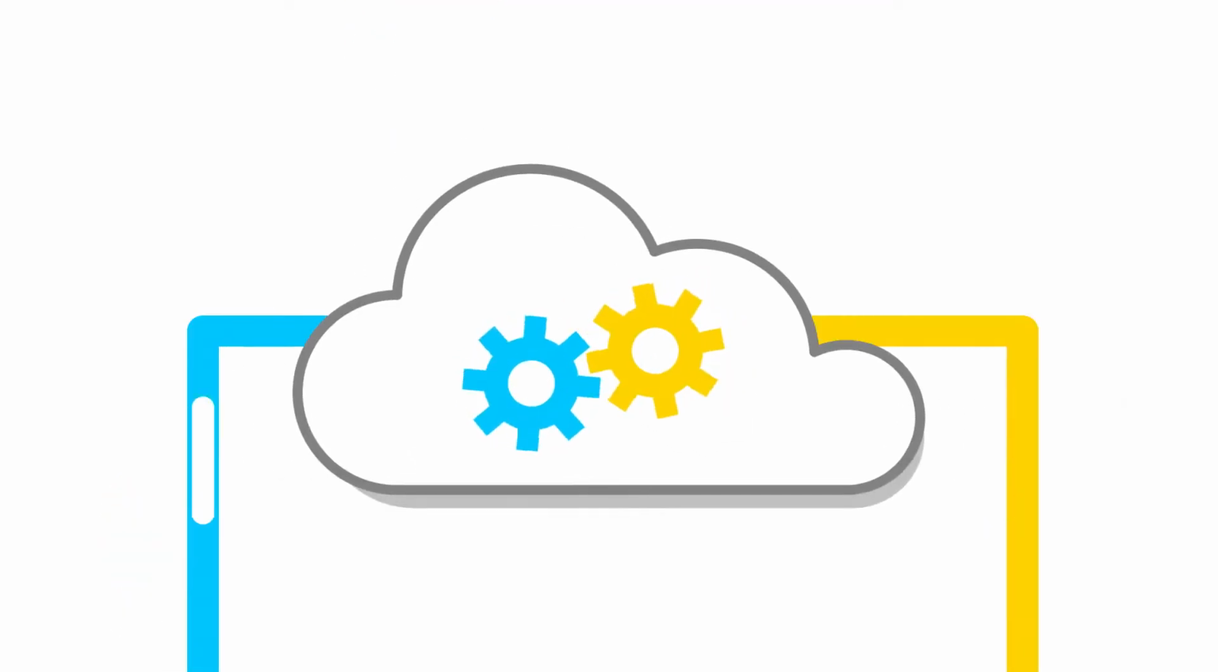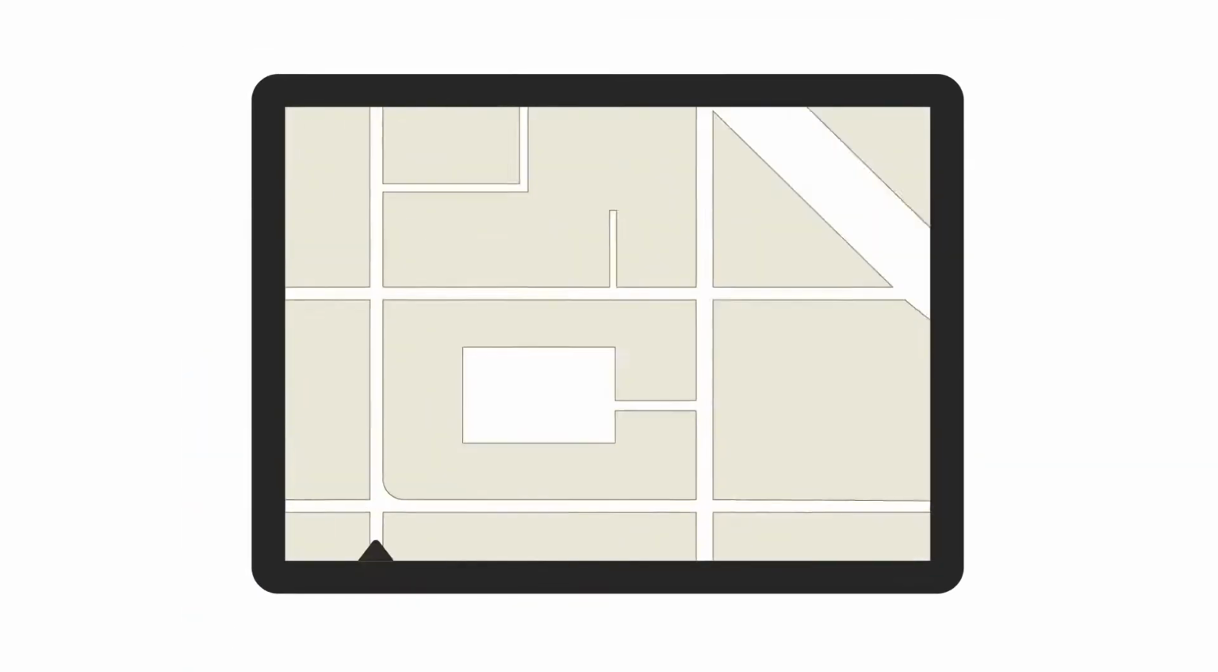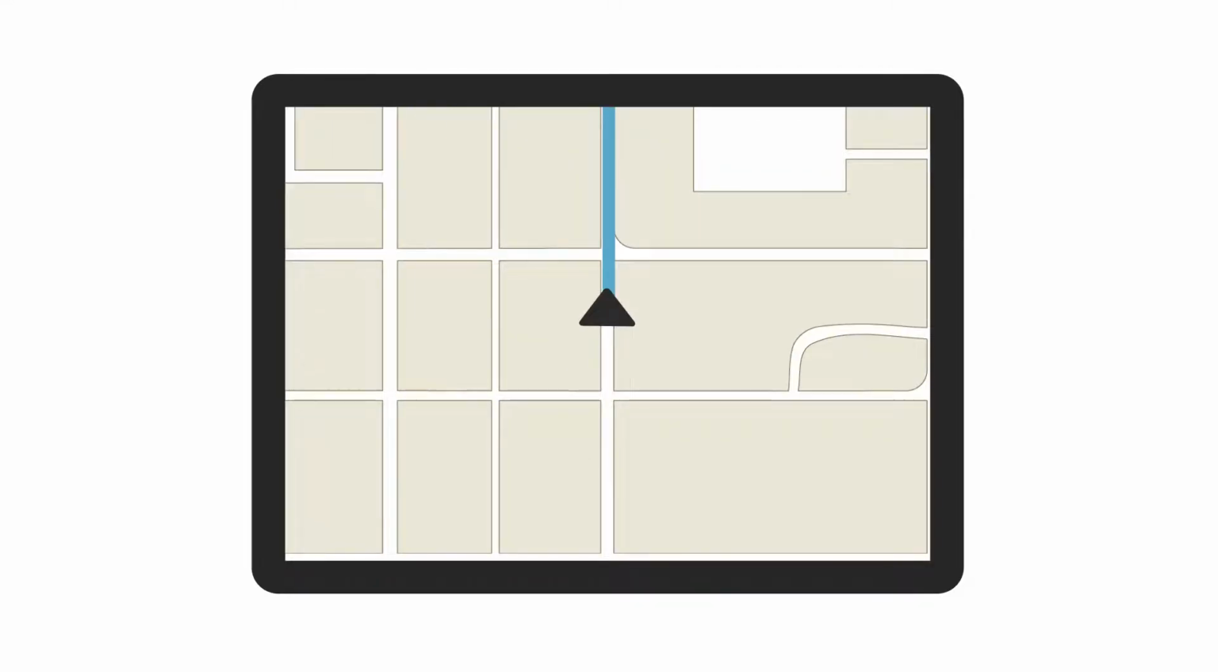The cloud server receives and stores data where some algorithms process them and send them back to your device as an output, where you can check your estimated time of arrival and the best route to reach your destination.